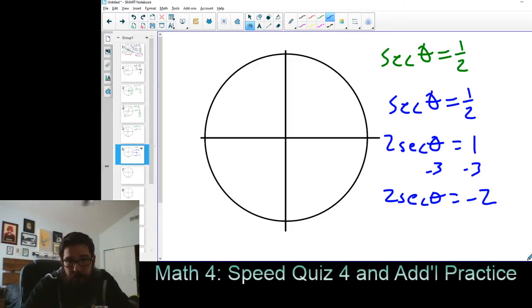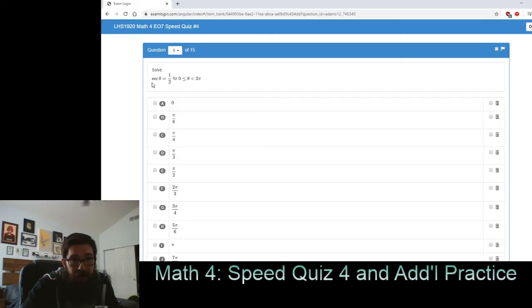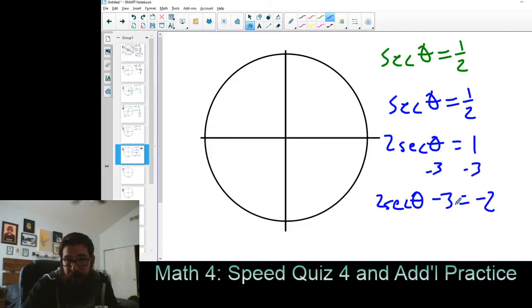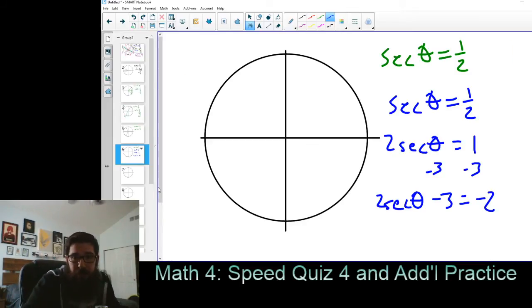And there's a couple ways. Sorry, I'm missing something there. I did not do that right, or I just ignored that over here. I would get 2 secant theta minus 3, because I know algebra, is going to equal -2. If I gave you this test question, it would say, solve 2 secant theta minus 3 is -2 for 0 is less than or equal to theta is less than 2 pi. It's saying, give me all the times where that equation is going to be true.